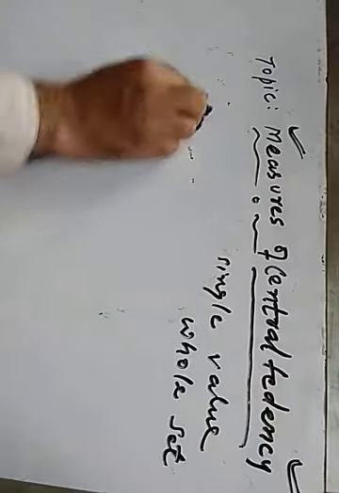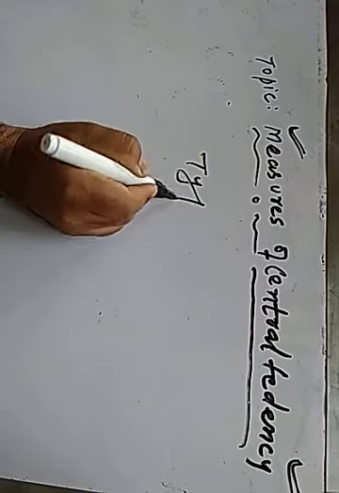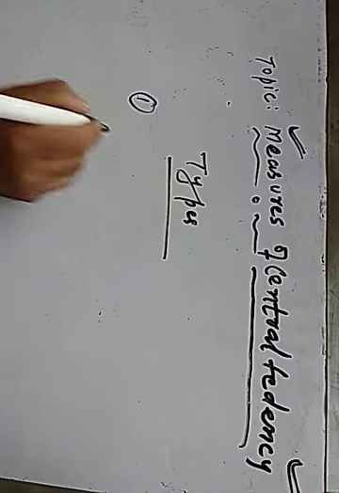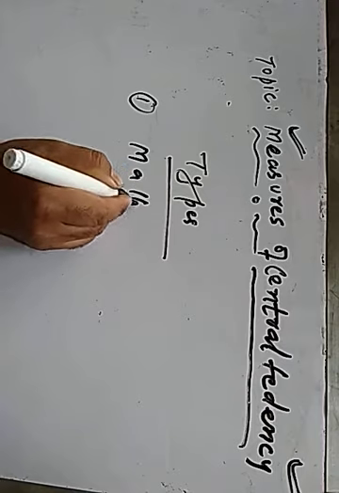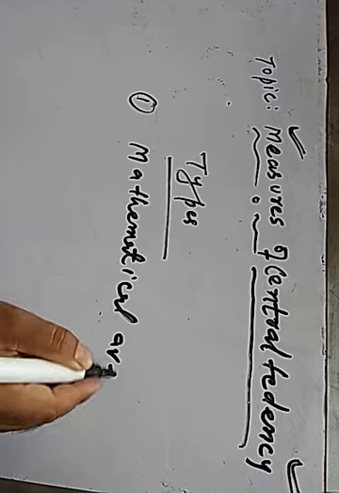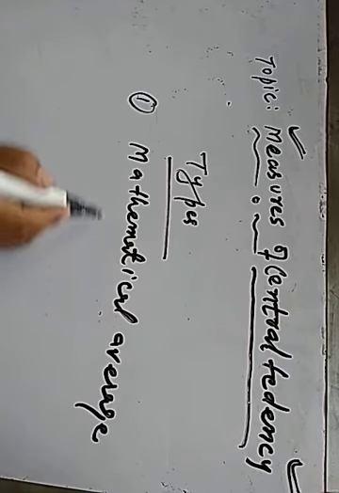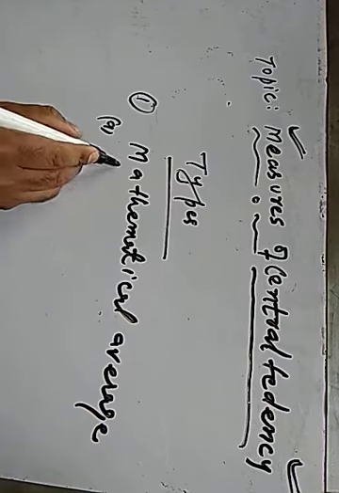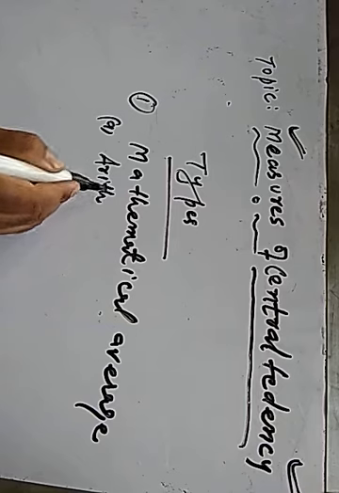Now there are different types of statistical average. They are categorized into mathematical average and positional average. Number one, mathematical average. In mathematical average, we have three types. Number one, arithmetic mean.